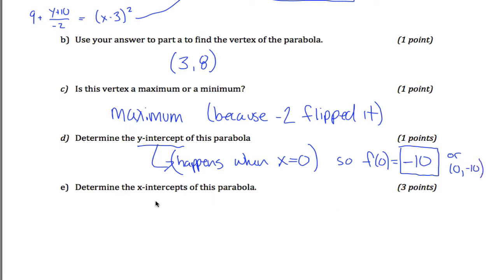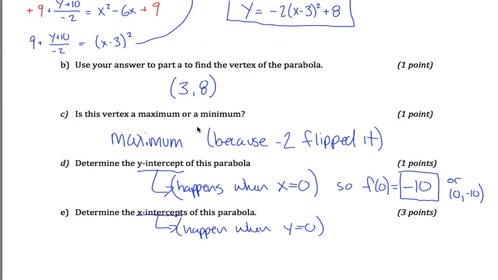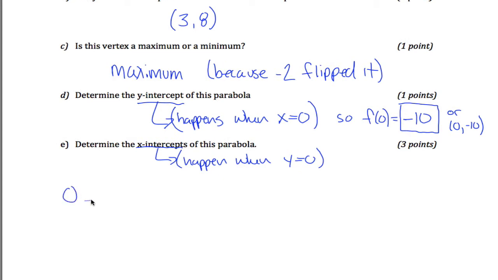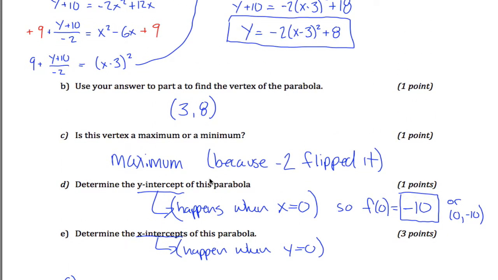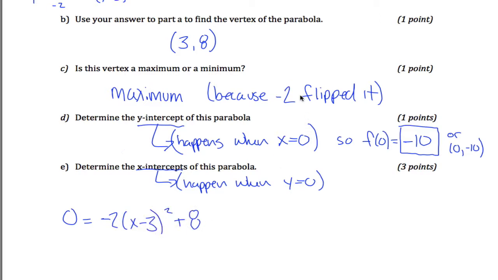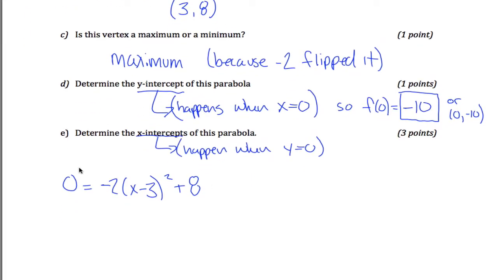Determine the x-intercepts of this parabola. That's a little bit harder. X-intercepts happen when y equals 0. And so the y is the f of x. In other words, this f of x here is equal to negative 2 times x minus 3 squared plus 8. Double check that I copied it all down right. If I make y equal to 0 and solve for x, I'll get the x-intercepts.